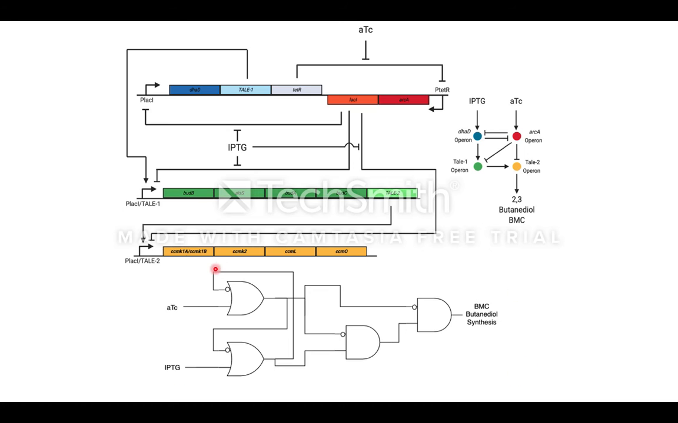Now here's the basic logic design of the circuit. Over here we have the basic toggle switch, the two OR gates with one inverter on each input. So we have one input of ATC, one input of IPTG, and then if this is on, it'll go on and activate this AND gate with this being off because we have this inverter. So this gets activated and goes on and gives one input here, and then if this is deactivated, then this will go on and give a 0, which is inverted to a 1 input here, leading to BMC butane-diol synthesis.